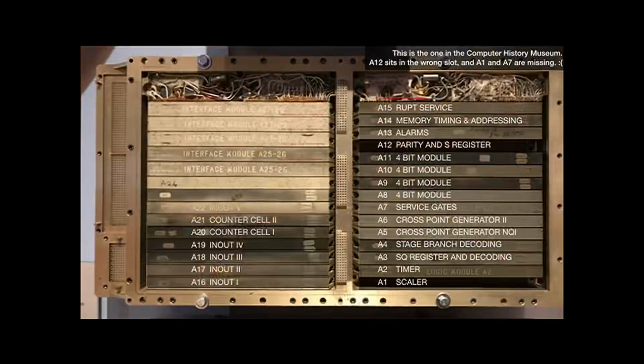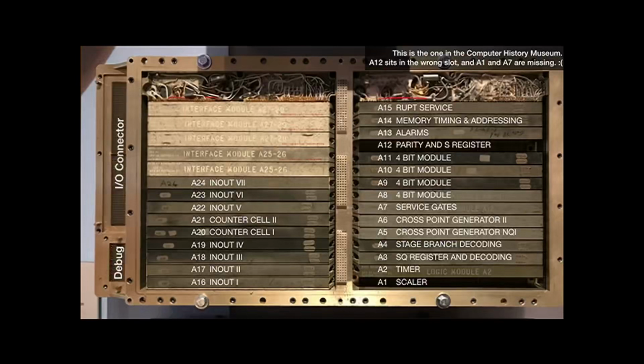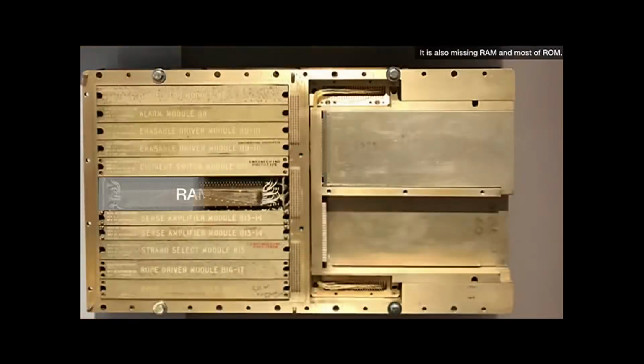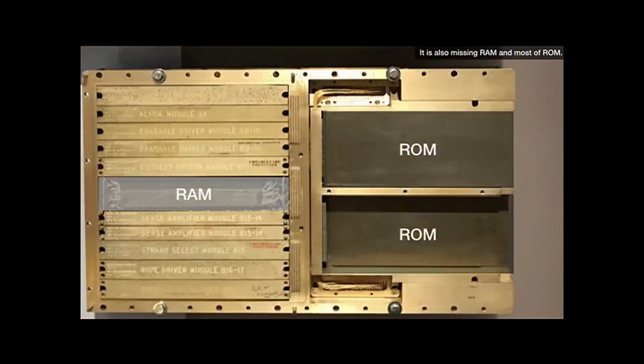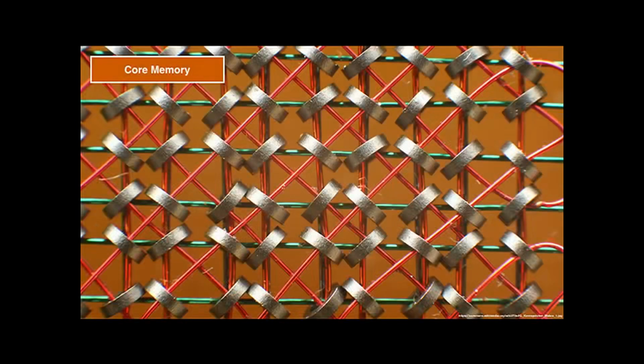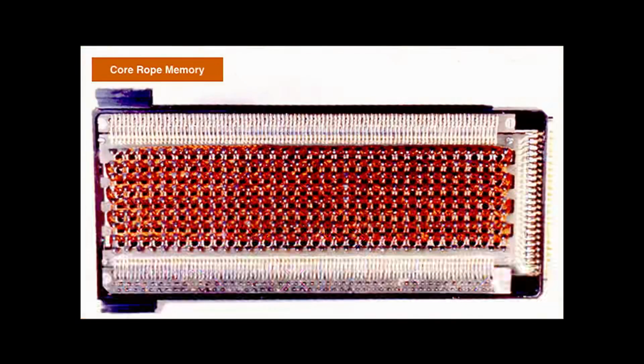24 logic modules and some interface and power supply modules are connected together in tray A, which also contains the I/O and debug connectors. Tray B contains various driver and amplifier modules, as well as RAM and ROM. RAM is implemented as magnetic core memory, which stores bits in magnetized toroids. Reading a bit clears it, so the memory sequencer makes sure to always write the value again after reading it.